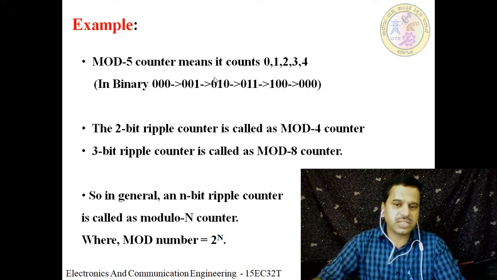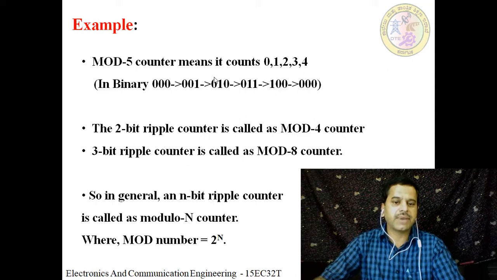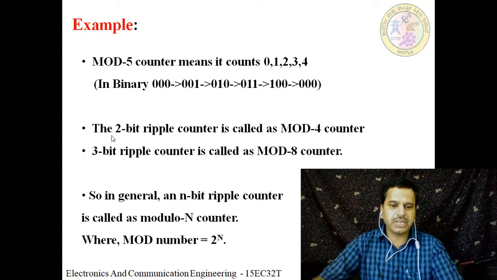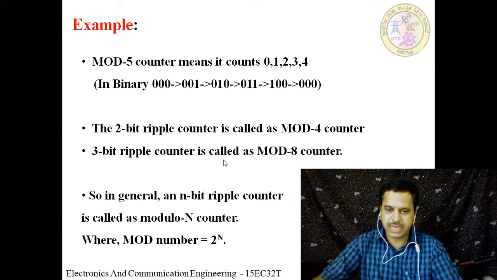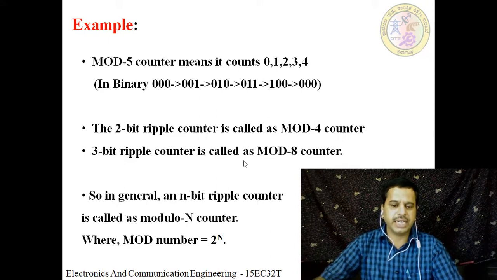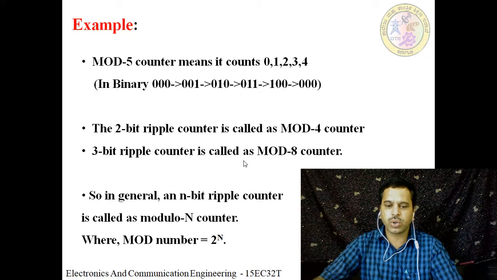Here are some examples. A mod 5 counter counts 0, 1, 2, 3, 4 and returns to 0. The 2-bit ripple counter is also called a mod 4 counter. That is, it counts 0, 1, 2, 3 and returns to 0. A 3-bit ripple counter, as I said, counts up to 8. So in general, an n-bit ripple counter is also called a modulo n counter, where the mod number is equal to 2 power n.